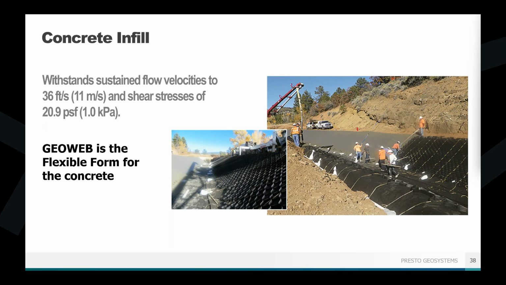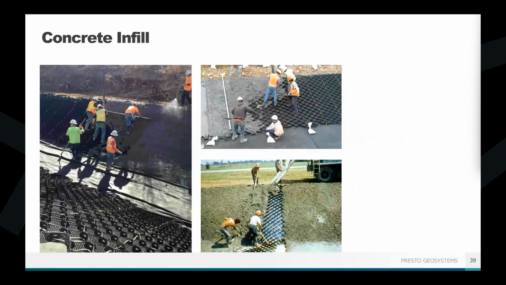But we actually did max out the flume at Colorado State University at 36 feet per second. The water actually just overtopped the flume and it couldn't get going any faster. So we've seen in the real world flows significantly higher than that, but that is what the research shows because that's as much as the flume could show. But basically, if you are going to be in a situation where you're going to have very, very high flow velocities, concrete is going to be the way to go.